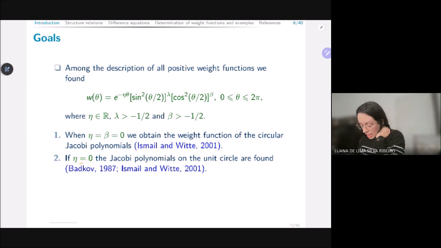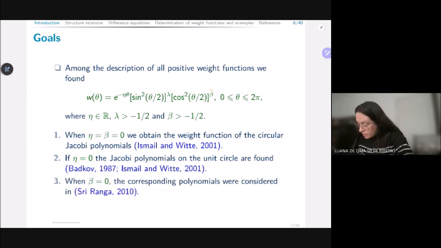When we take eta equal to 0, we don't have this part, we just have this part, the sine and cosine. These produce the Jacobi polynomials on the unit circle. I believe the first time that appeared was here, but this is a Russian paper, so it's also possible to find it in English here. They also give this Jacobi polynomial as an example. And when the parameter beta here is equal to 0, our wave function is just this part. This corresponds to the polynomials that were considered in the work of Professor Sri Ranga in 2010.